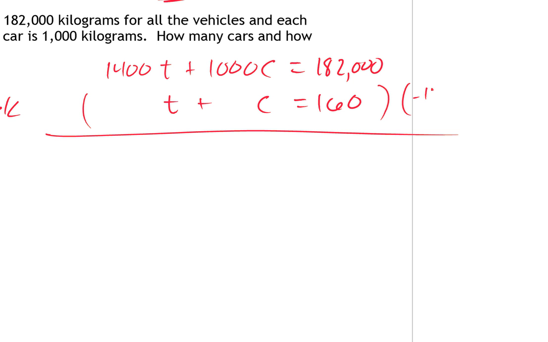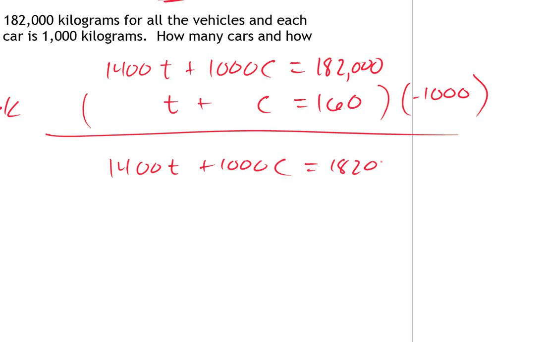No, wait. Oh, so then... no, we're trying to get rid of C. Okay, so you multiply by negative 1,000, that would get rid of it. So if I do that, let's rewrite the first equation down here. So I've got 1400t plus 1000c equals 182,000.